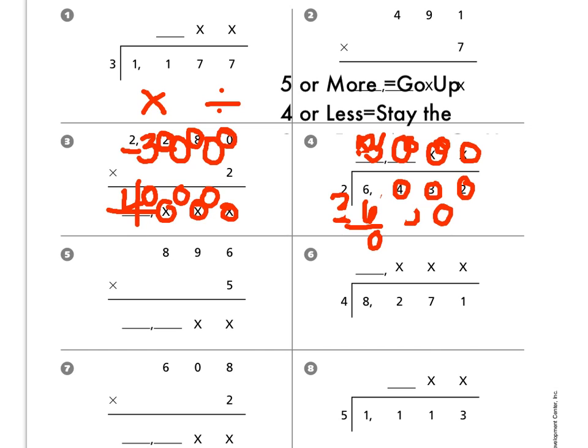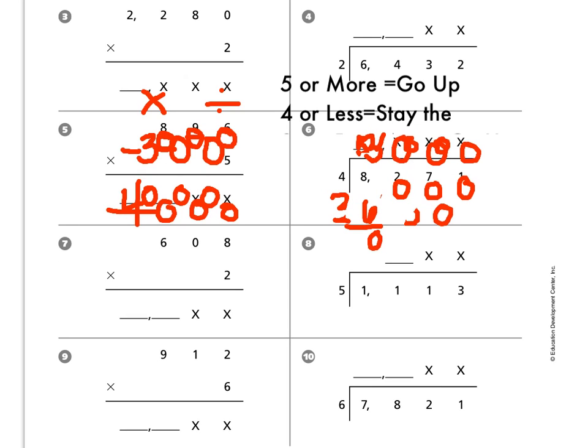Let's move on to number 5, where we're multiplying again. We need to first change it and then multiply. So remember, let's look at the 8 and the 9. The 8's the worker, the 9's the boss. So the 9 is telling the 8, since it's 5 or more, it needs to go up 1. So we need to make the 8 a 9, and everything to the right changes to zeros. So 5 times 0 is 0, 5 times 0 is 0, and 5 times 9 is going to be 45.